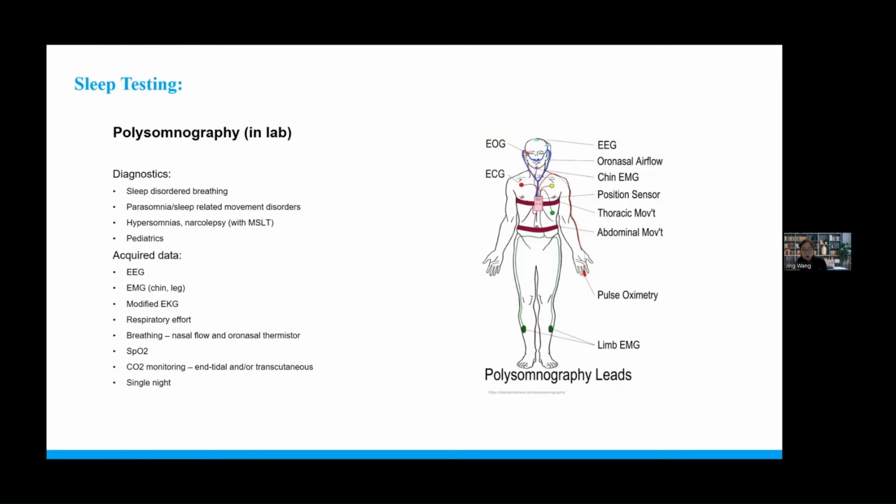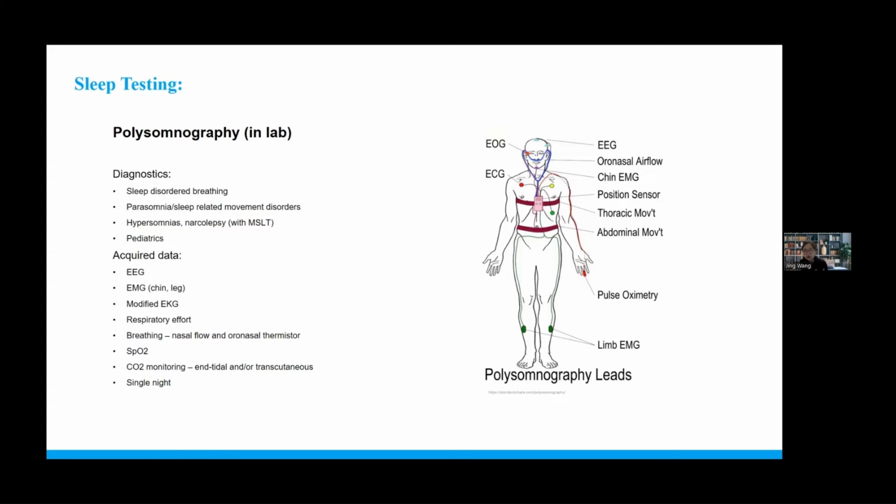We also have the EMG, which measures muscle activity and helps to identify periodic limb movements or abnormal elevations of EMG signal, which can be seen in conditions like REM behavior disorder or other sleep-related movement disorders. And then patients have a modified EKG, so not a 12-lead, but there are three sensors for a composite single-lead EKG.